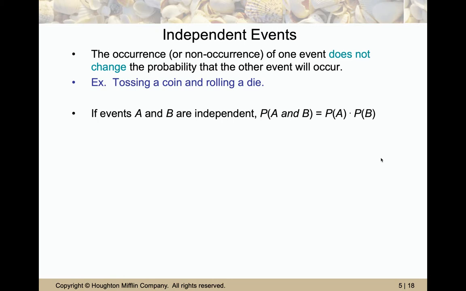So if events A and B are independent, then the probability that A and B occur is found simply by doing the probability of A times the probability of B.